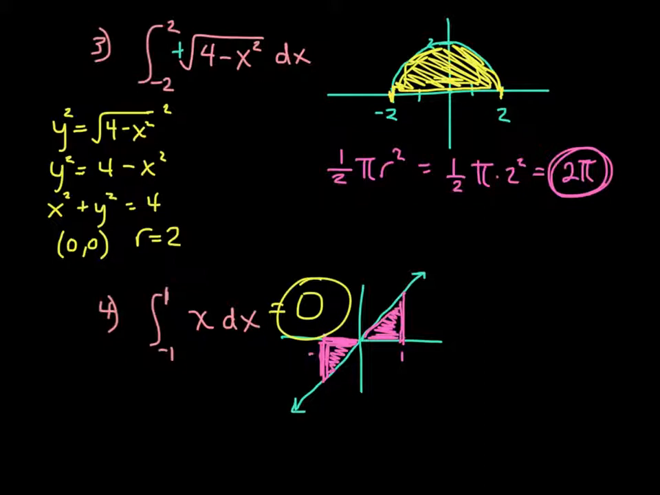So if you look to the left and to the right and you notice that you have areas that are identical in size, congruent shapes above and below, one below and one above, they're going to cancel each other out and you're going to get an area of 0.